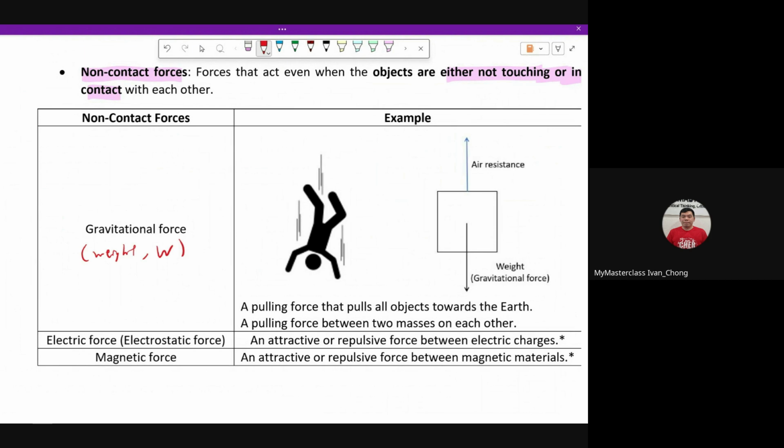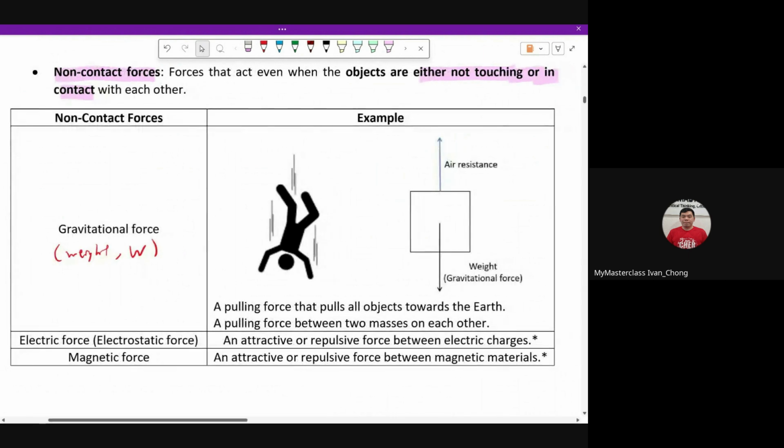You will always have weight pulling you down because Earth is beneath our feet. We are actually attracted to the Earth. That's why we will actually move down, or draw your arrows downwards. Okay, it's always a pulling force. It's always an attractive force.